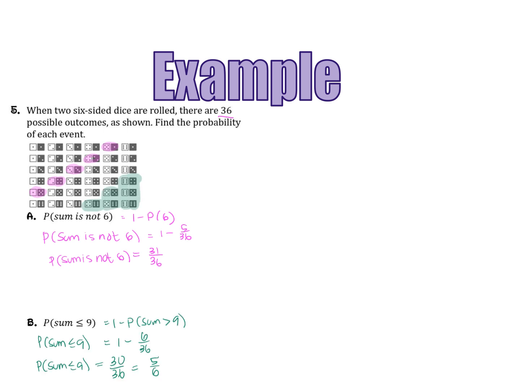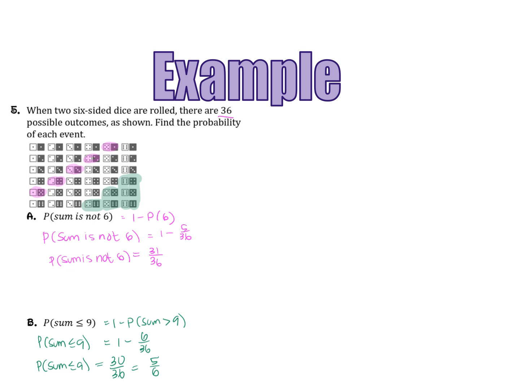Similarly, the probability that the sum is less than or equal to 9 would be 1 minus the probability that the sum is greater than 9. I'm using the complement here. So that would be 1 minus 6 over 36, which is 30 over 36, or 5 over 6. So hopefully this theoretical probability is starting to make more sense and you're feeling more confident in your computations.